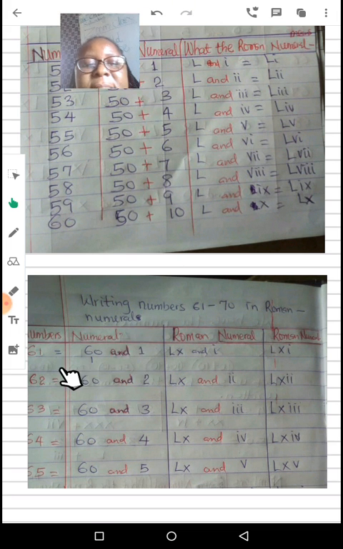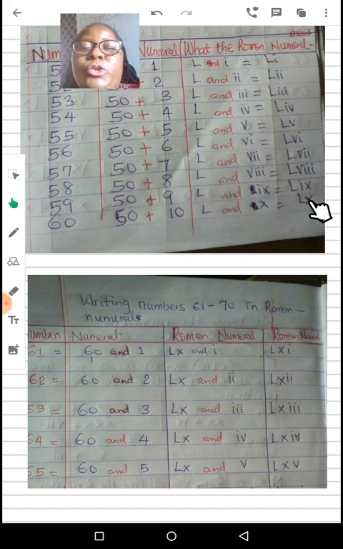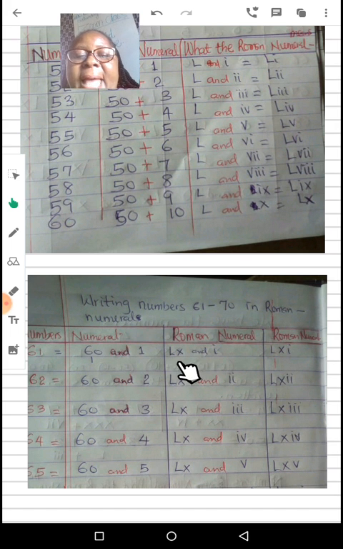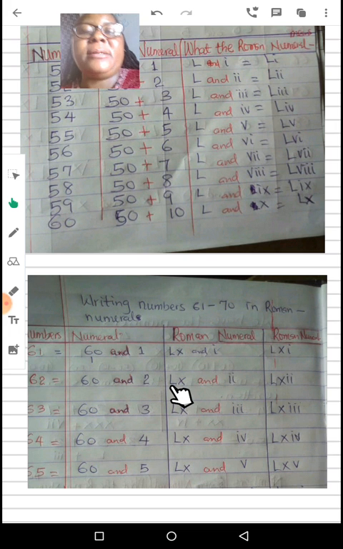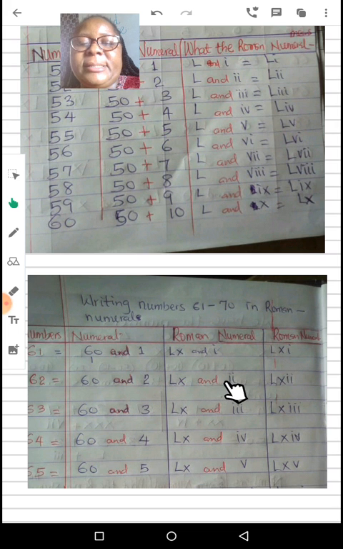Let's look at this. We have 61. Remember, 60 has changed to LX now. So 61 should be 60 plus 1. That is LX and I. Since 60 is now LX. So LX when you are talking about 60. So 62 is LXII. LX is 60 and II is 2.